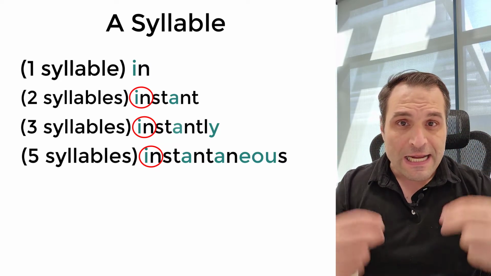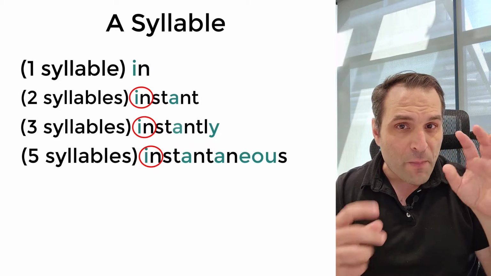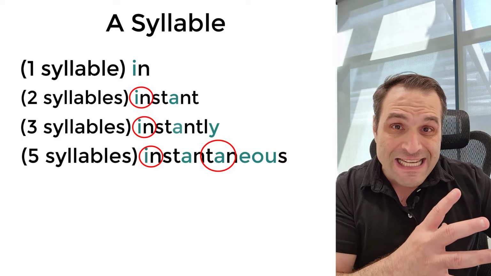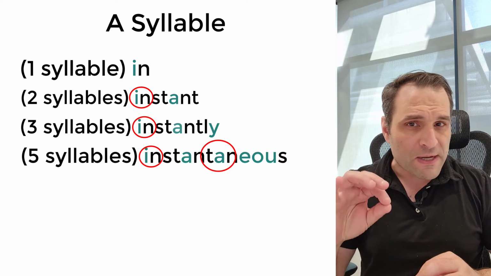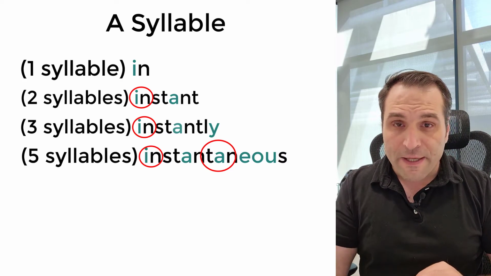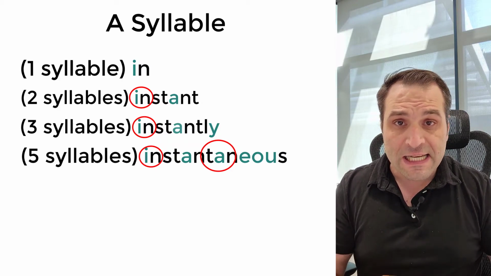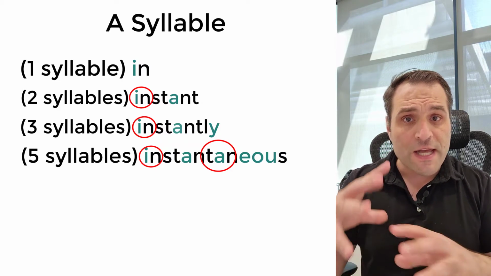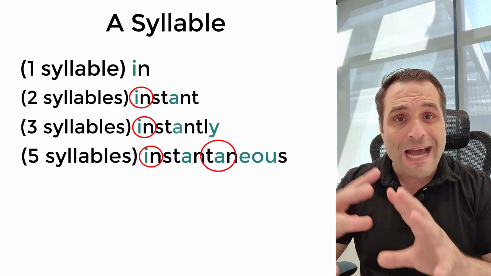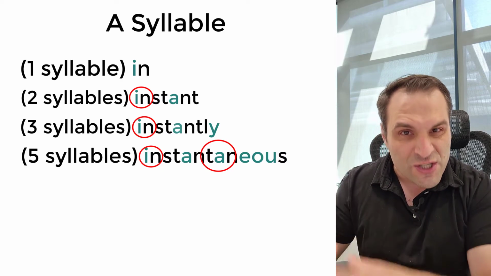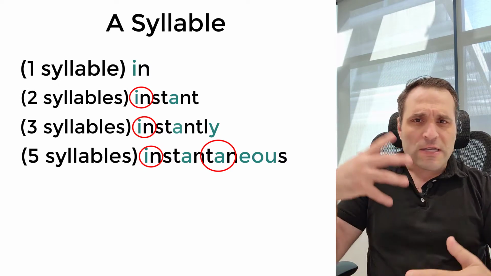Listen to the word. Instantaneous. Notice I'm now pushing the A in taneous more. Instantaneous. So I'm still stressing the first syllable a little bit, but I'm stressing the other one even more. So that's what we call primary stress, the first stress, and secondary stress, which is the less important stress.